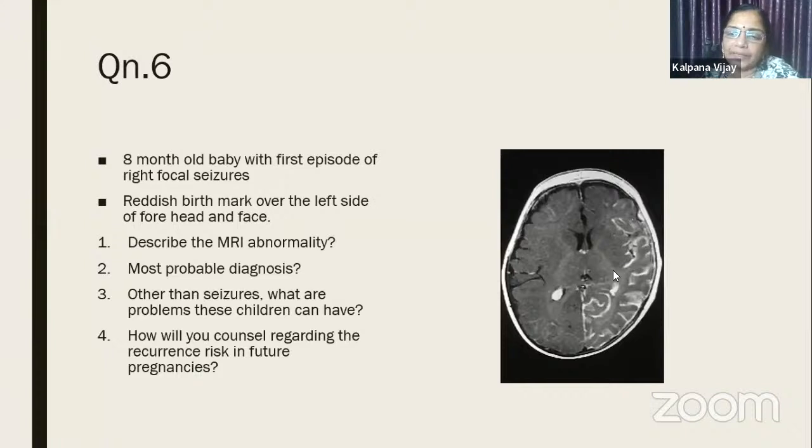the leptomeningeal enhancement, and in some of the parts we can see the tram track sign, when two lines are coming parallel to each other. Also you can note that the left side is a little smaller than the right. Sometimes this atrophy may be very prominent. And what is the most probable diagnosis people have written? That is the Sturge-Weber syndrome.